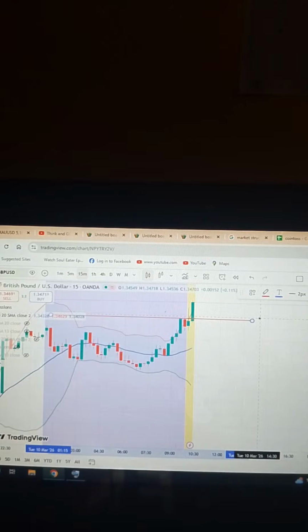I don't use many indicators. I use mostly trend lines, and I'm going to be showing you right now trend lines and also Bollinger Band. The Bollinger Band helps me to know if liquidity has been swept. That is the most important thing about the Bollinger Band that I normally use. It helps me to know if people have been trapped.